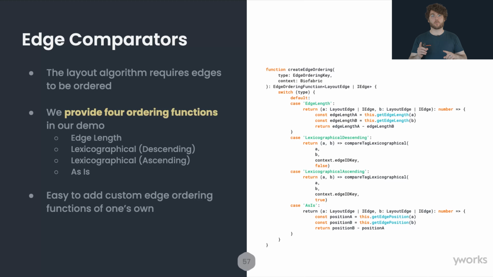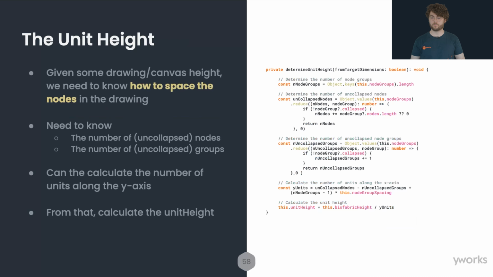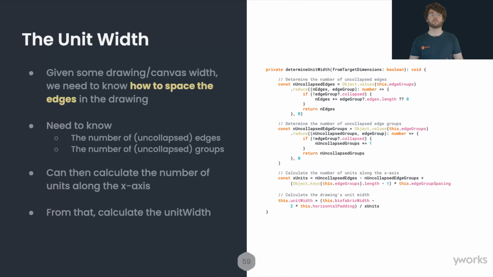But now that we have an ordering of our edges and nodes, we still need to be able to lay them out in 2D space, and for that we have to calculate their coordinates. To do so, we have to know what the smallest space will be between edges and the smallest space will be between nodes. We call these spacings the unit width and the unit height, respectively. The unit height is calculated based on the number of uncollapsed nodes in the drawing and the number of uncollapsed groups in the drawing. This, coupled together with the actual height of the canvas, allows us to calculate the smallest distance that we have to entertain between nodes. Similarly, the unit width is calculated based on the amount of space we have in the canvas, as well as the number of uncollapsed edges and the number of uncollapsed edge groups in the drawing.